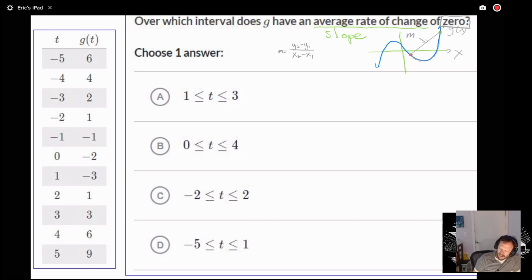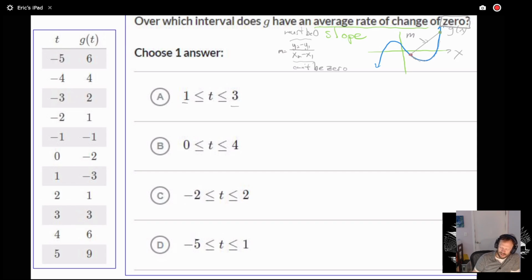And what would need to happen for the change in y divided by the change in x to be 0? Well, I can't have 0 in the denominator. That can't be 0. So the place where I need a 0 is in the numerator. If I want the answer to be 0, the numerator must be 0. In other words, the y values can't change if I'm going to have an average rate of change of 0.